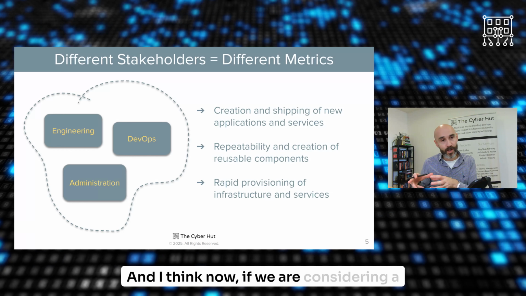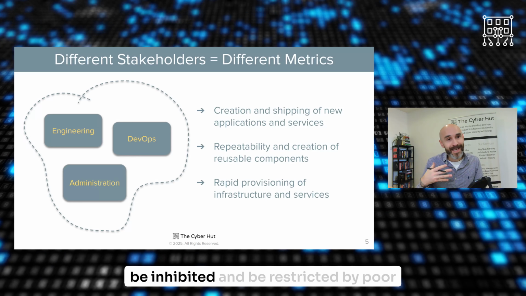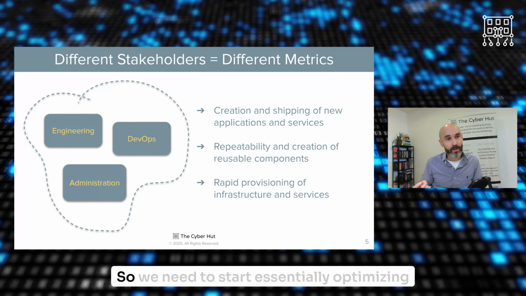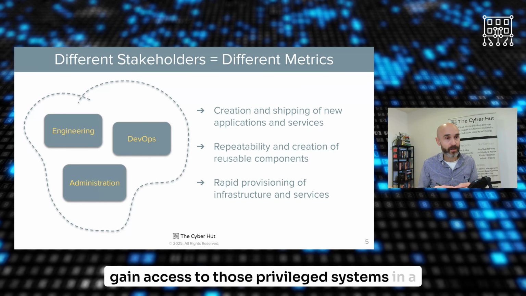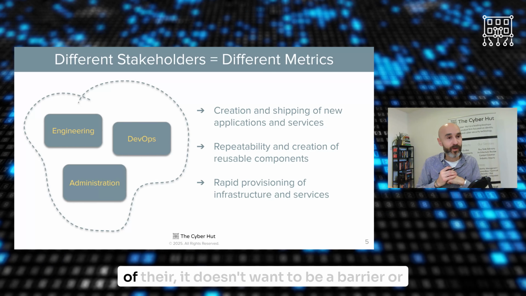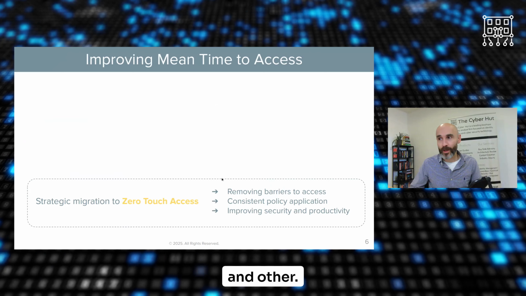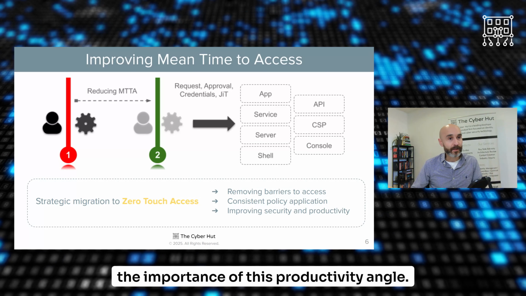And I think now, if we are considering a broader array of production systems, the stakeholders involved in there can be inhibited and restricted by poor privileged access management workflows, poor privileged access request functions, associations with credentials, associations with the correct permissions and other. So we need to start optimizing and allowing these different stakeholders to gain access to those privileged systems in a much more streamlined and faster way, so that the privilege function wouldn't be a barrier or an inhibitor to allowing them to build services, ship services, and other. And this is where we start to see the importance of this productivity angle.